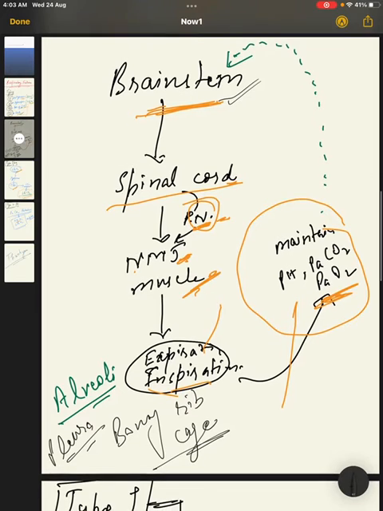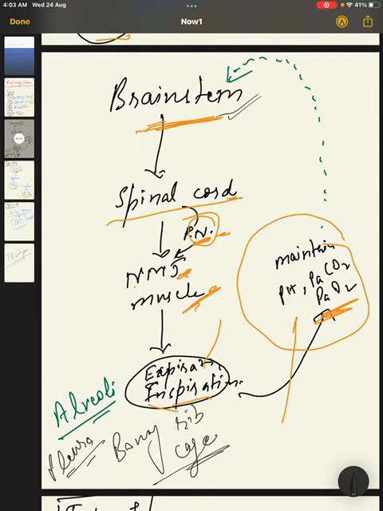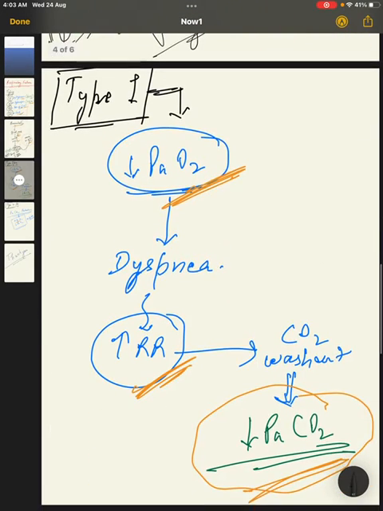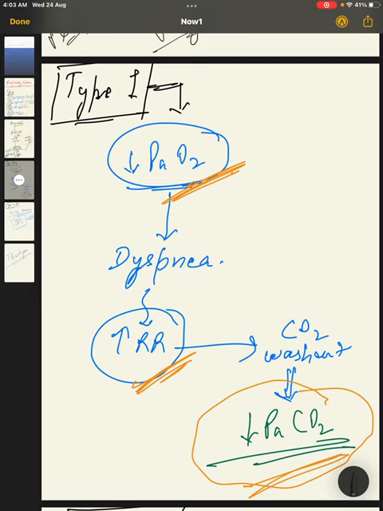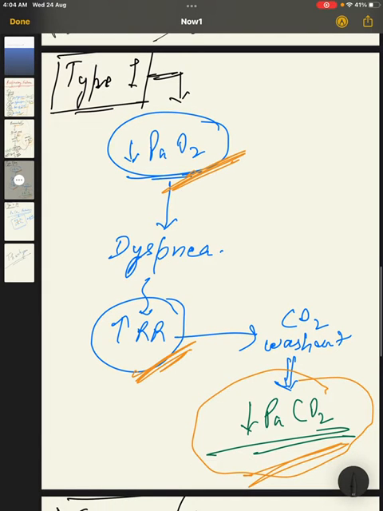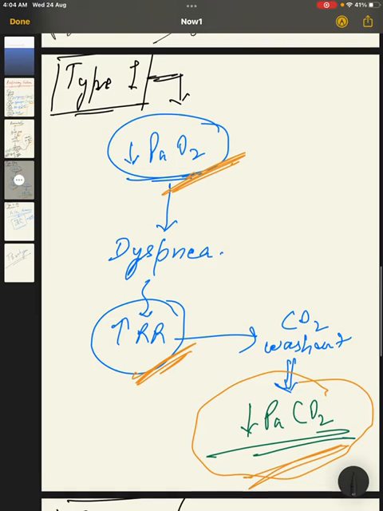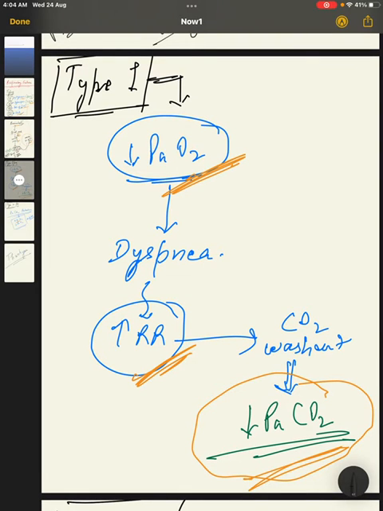I hope this has been very clear to you. So please keep in mind, type 1 respiratory failure: what was the primary event? That is hypoxemia, a decrease in the partial pressure of oxygen in the blood, that will lead to an increase in the respiratory rate, or tachypnea. Tachypnea will lead to CO2 washout. Whenever CO2 washout occurs, it will lead to respiratory alkalosis, that is a decrease in the partial pressure of CO2. So these two factors are important.